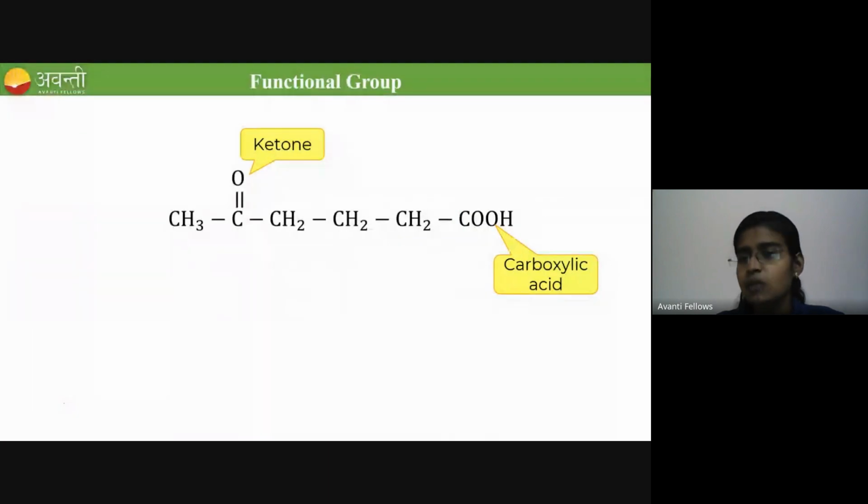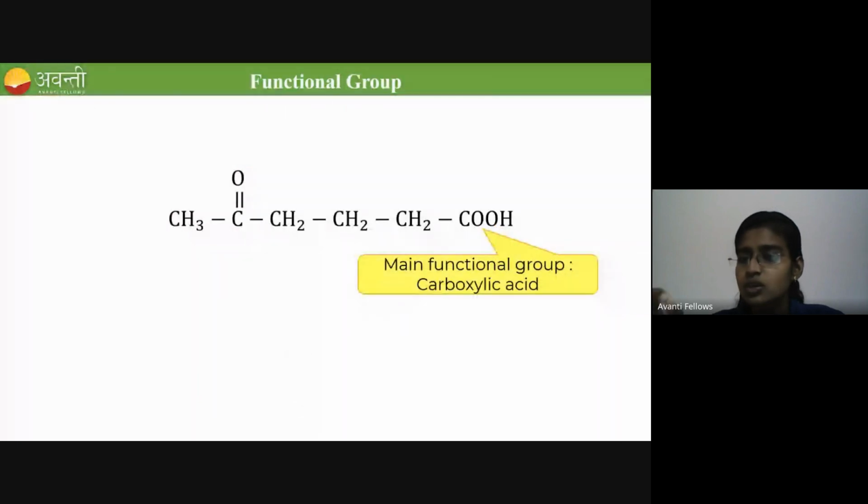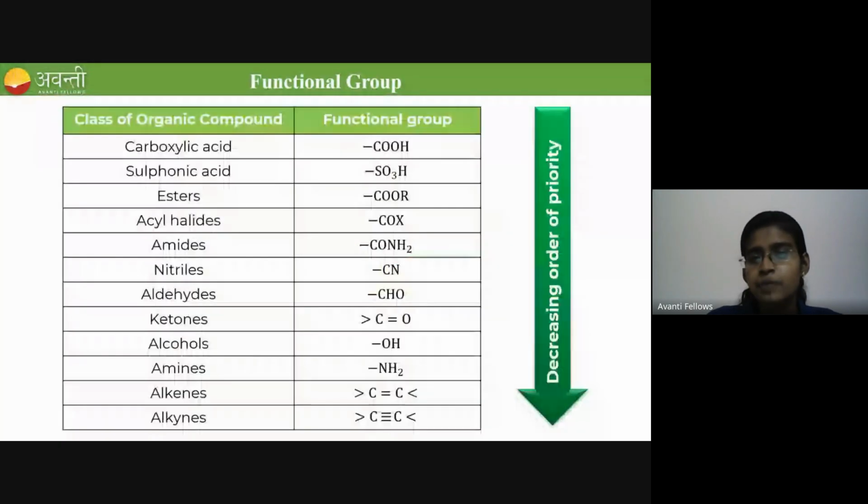So ketone and carboxylic acid are present here. Now you have to check for the group which is coming in the first priority. Here the carboxylic acid is the main functional group, which has the first preference. Yeah, Vidyashri, you are correct. To know the priority order, you can take a screenshot of this slide. The one which has to get the first preference can be taken first.